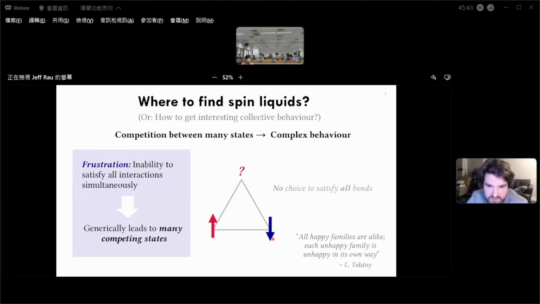There's a quote from a great Russian author that I think encapsulates this. All happy families are alike. Each unhappy family is unhappy in its own way. And the statement being, it's when there's a lot more ways to be unhappy than to be happy. And that rings true for frustration as well.